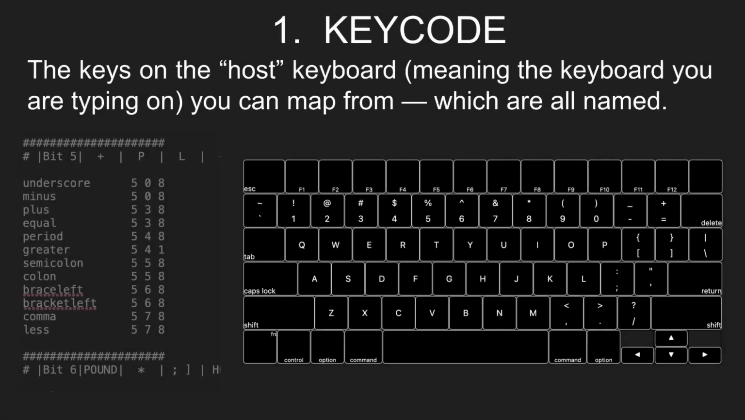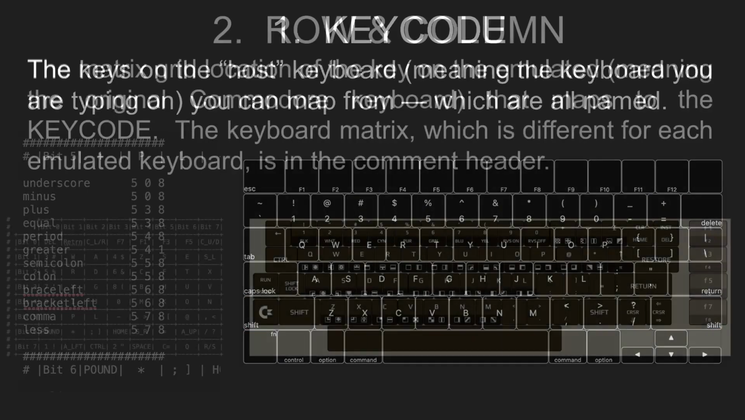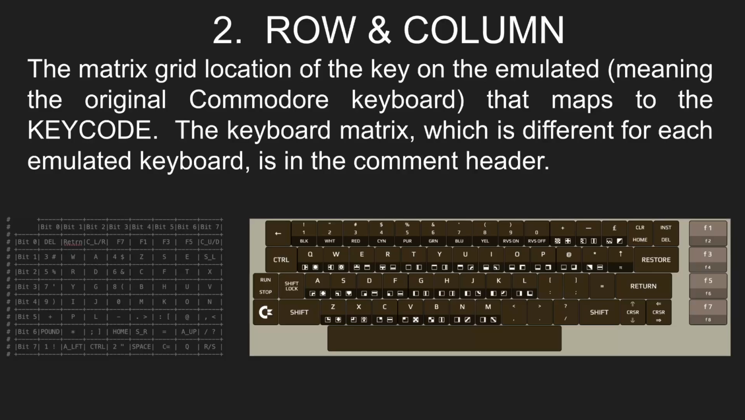There are really three things that must be understood to make sense of the key mapping definitions in the file. First, key code, the keys on the host keyboard you can map from. The host keyboard is the keyboard you're typing on. These are all named, like minus, semicolon, period, and plus. Second, row and column, the matrix grid location of the key on the emulated keyboard, meaning the original Commodore keyboard. This maps to the key code.